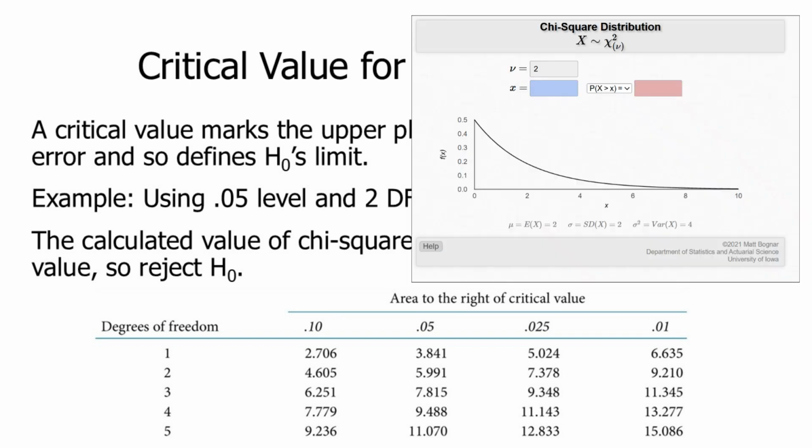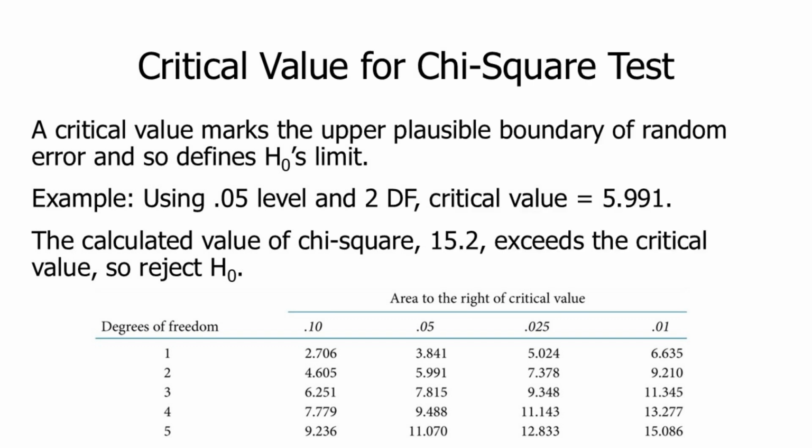This is what the curve looks like here. For this example, if we have a calculated value of chi-square that exceeds 5.991, that's the critical value, we would reject the null hypothesis. In this case, we're going to reject it because our calculated value for our table was 15.2. So the critical value approach is much like the 95% CI approach. It gives you a number, a level of confidence, a number that defines the confidence that you have in rejecting or not rejecting the null hypothesis.